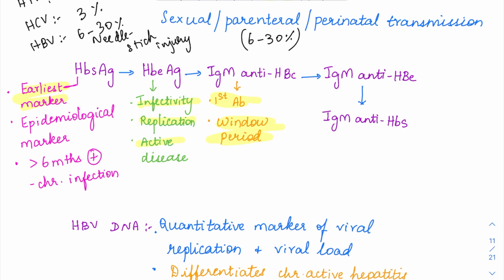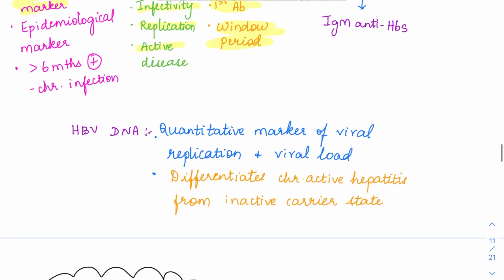So against the replicative antigen, we are going to have antibodies. Then finally we'll have the anti-HBs antibodies. Again, IgM is the first antibody to come, right? So it will always be IgM. If they ask for the first antibody, don't confuse it with HBs antibody. It is going to be anti-HBc. Anti-HBc, anti-HBe, then anti-HBs. So this is the order of the antibodies.